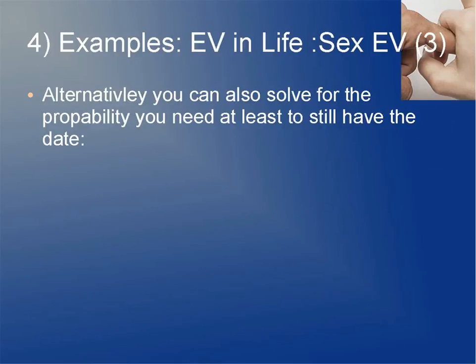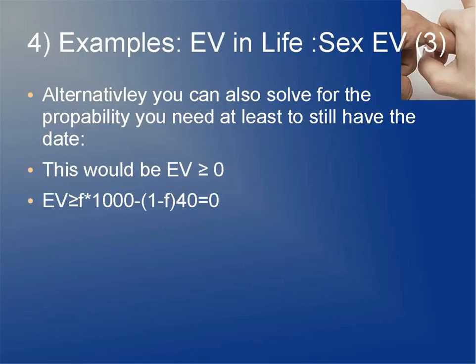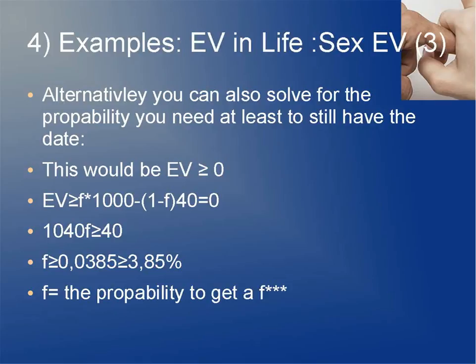Alternatively, you can also solve for the probability you need at least to still have the date. This would be EV greater or equal 0. Now we are not solving for the EV anymore, we are solving for the probability. Solving the formula you see, it brings us to a number of 3.85% that we need at least in order to take her or him out. F is the probability to get laid, you know what I mean? And 1 minus F is the converse probability of not getting laid.